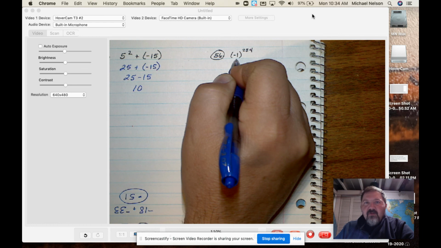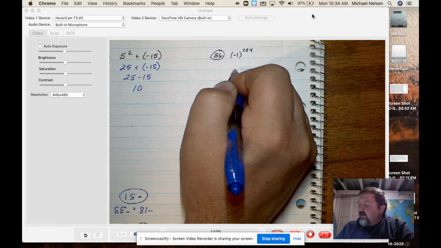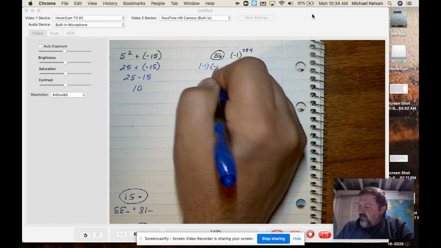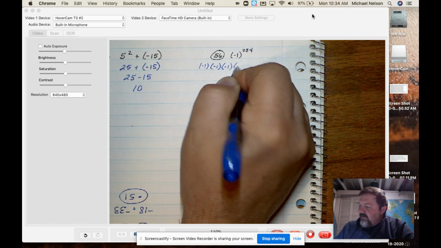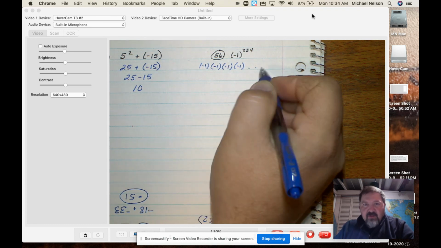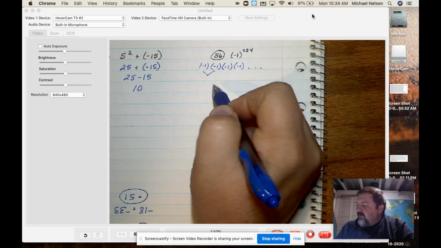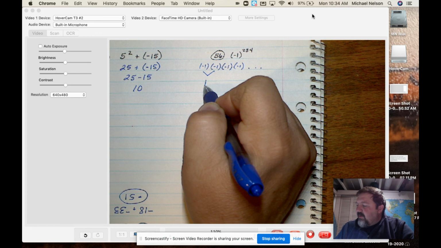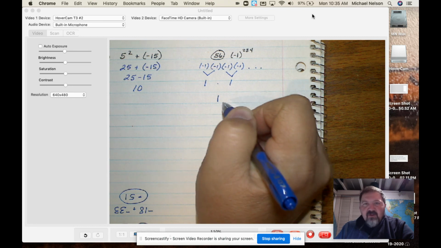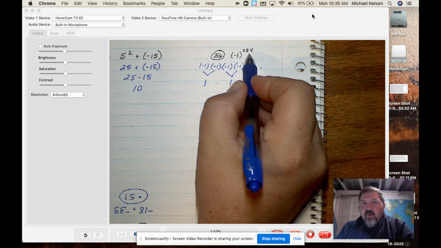Negative 1. You've got an exponent of 234. Now this looks like an evil problem. If you had to write this out, you would start with negative 1 times negative 1 times negative 1 times negative 1, and you would go 234 times to do that. But this is a special case. Remember, when you have two negatives, they end up being positive. Two more negatives, positive, and you're going to have 1 times 1, and you're going to equal a positive number, right?